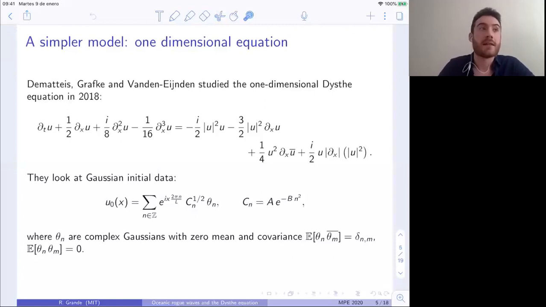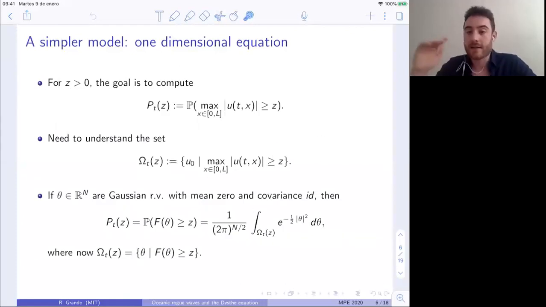So in particular, they are taken in such a way that the energy spectrum of the initial data u0 actually matches observations from the Joint North Sea Wave Observation Project, JONSWAP. Okay, so there's a lot of numerics there, but it's actually quite interesting. And here's what they do then. They fix some height, z, let's call it. And the goal is to understand this probability. So this is the probability that given some sort of initial data u0, after some fixed time t, the maximum height that we see in this rectangle passes this threshold z that we just created.